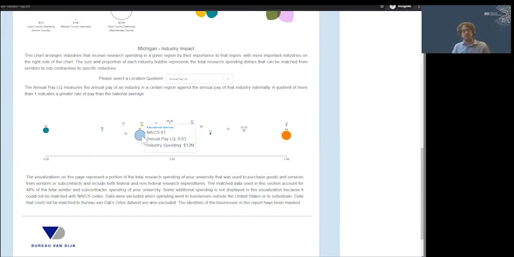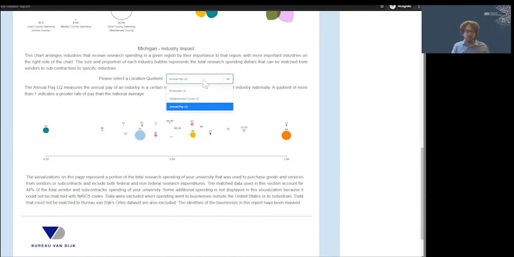This visualization can use the establishment count location quotient or the annual pay location quotient in addition to the employee location quotient. These all work the same way, but highlight industries that have larger numbers of companies than the national average or higher pay than the national average, respectively. And you can select between them using the dropdown.